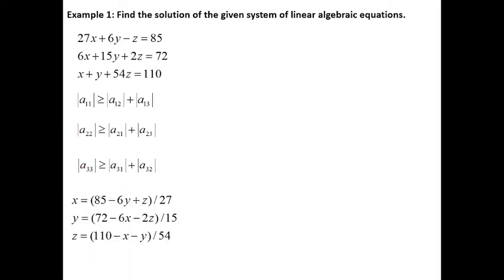So in this case, we now express x in terms of y and z, considering the first equation. So x is 85 minus 6y plus z over 27. Then considering the second equation, y is expressed in terms of x and z: 72 minus 6x minus 2z over 15. Considering the third equation, we solve z in terms of x and y: z is 110 minus x minus y over 54.